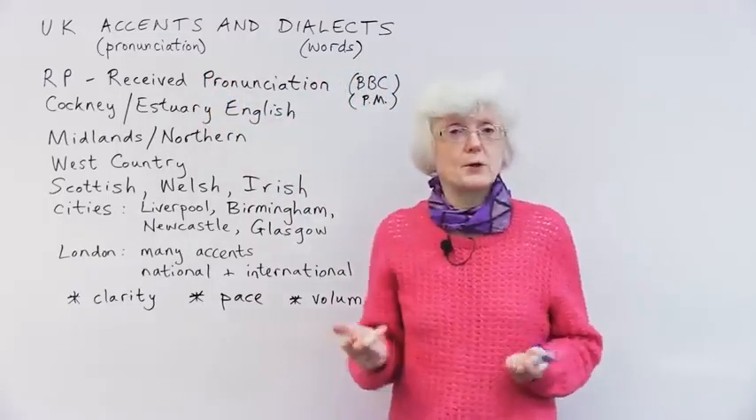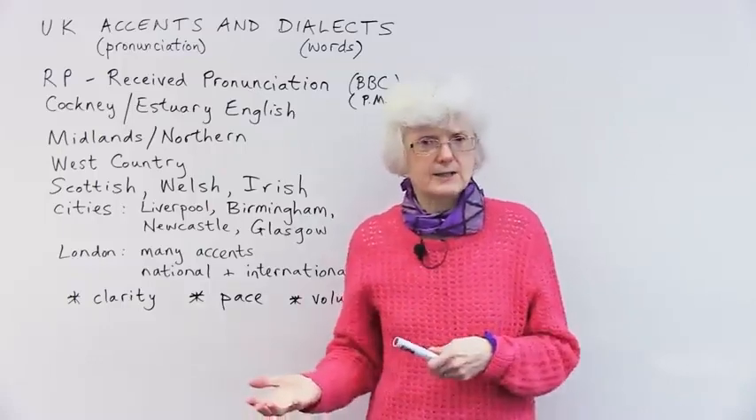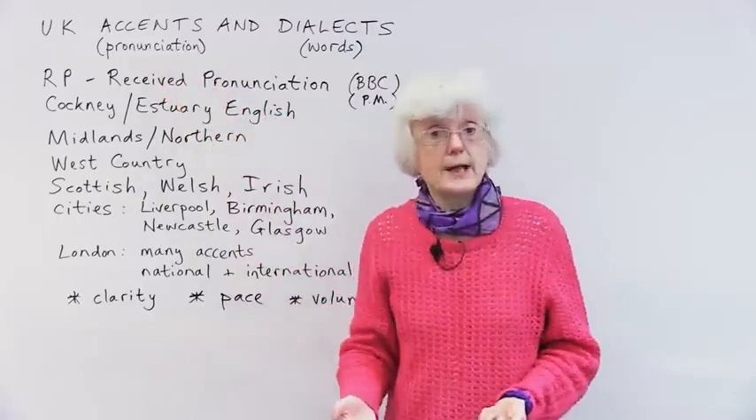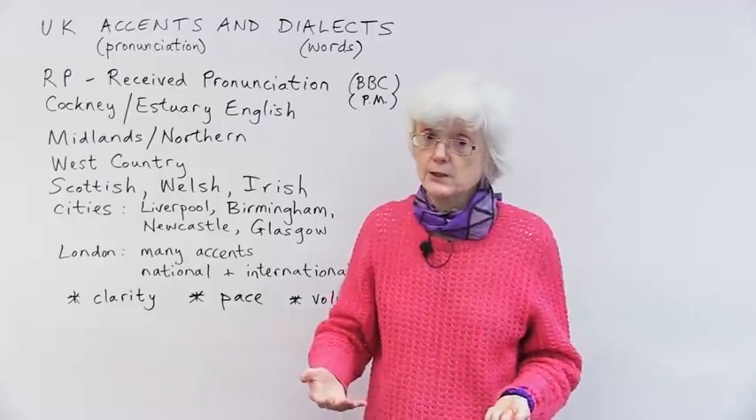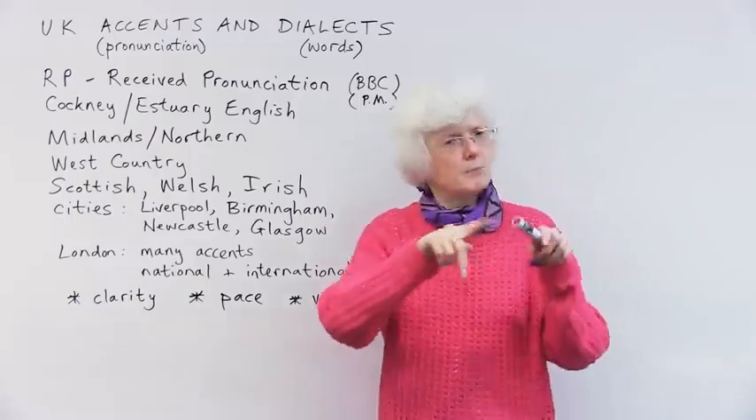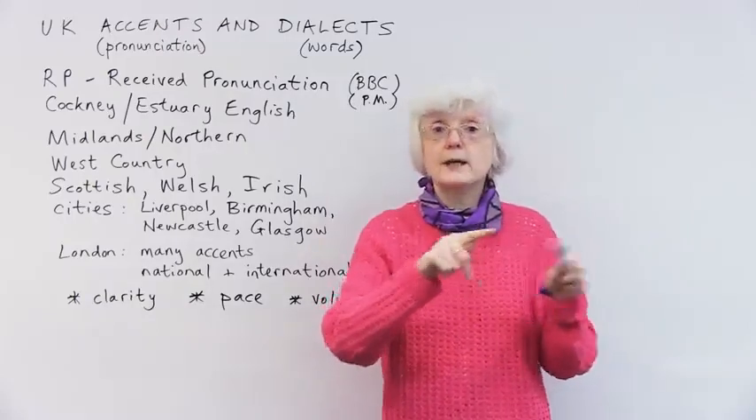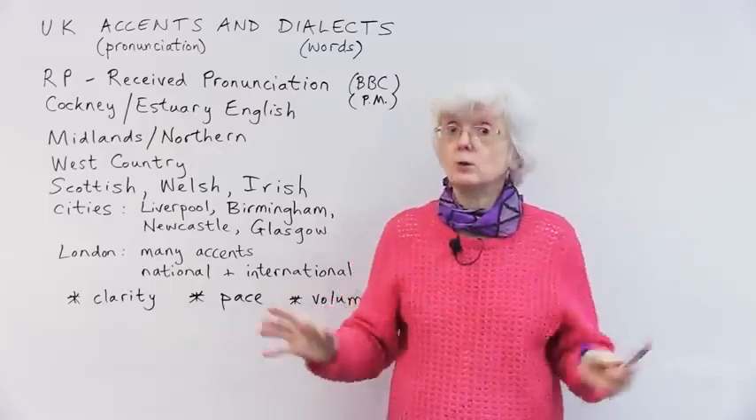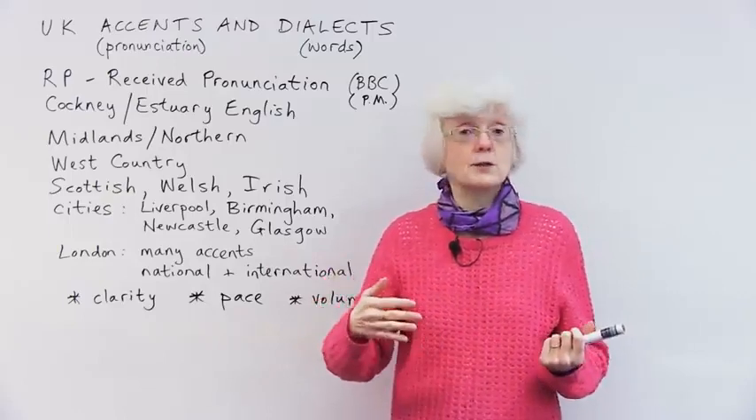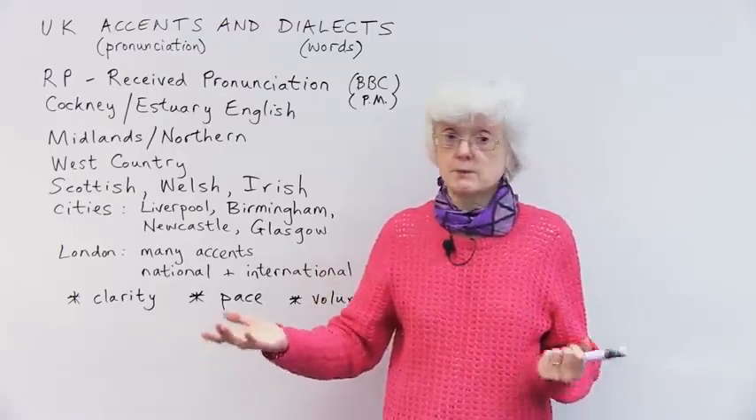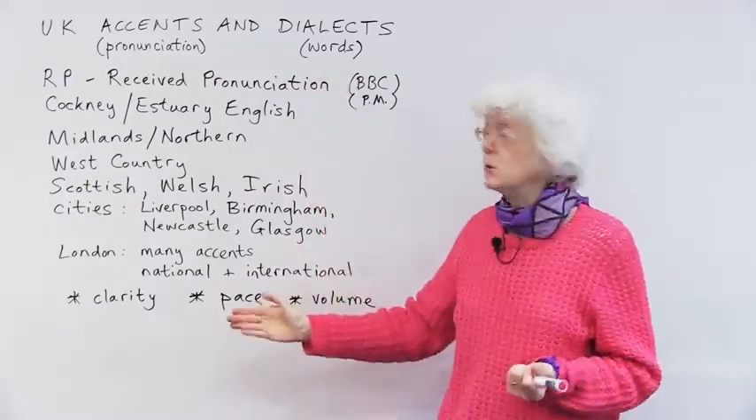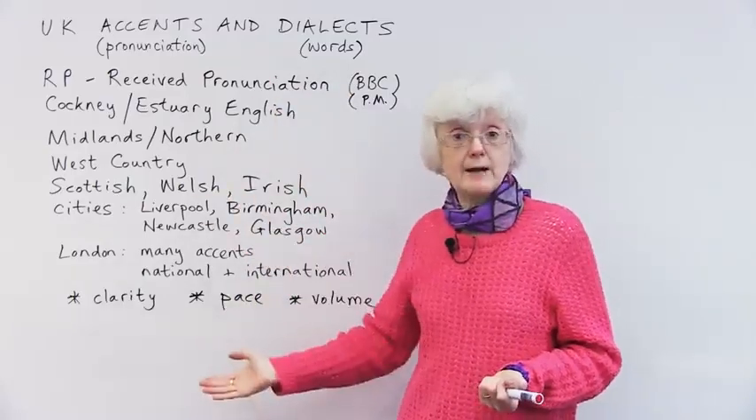Okay, so what's the difference between an accent and a dialect? Right, well, an accent, as you know, is to do with pronunciation, how you pronounce the word. Dialect is when you have a word that only people in a certain area of the country use. It's not a national word, it's a local word that maybe people from other parts of the country won't even know what it means. So that's dialect. Okay, so let's just have a look through some of the accents that we have in the UK.